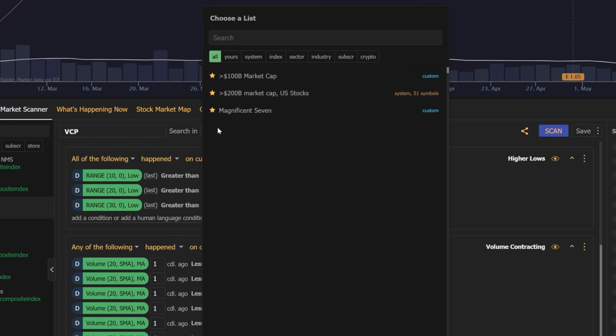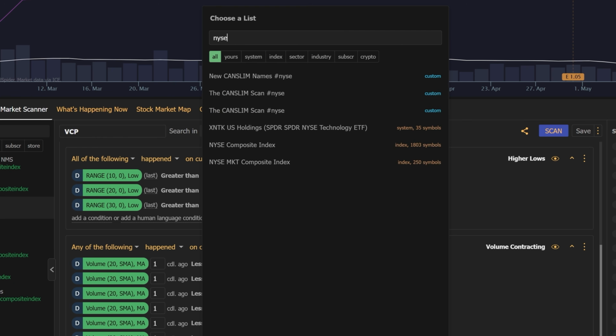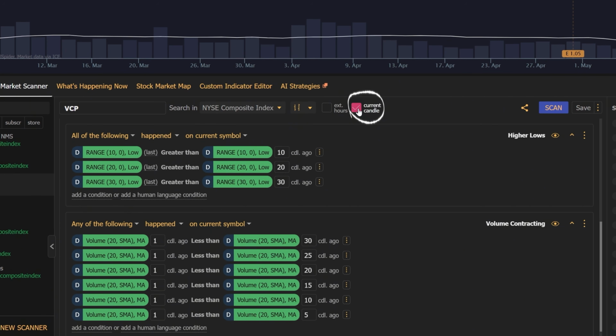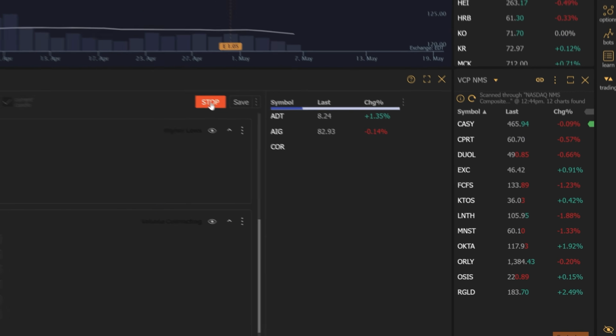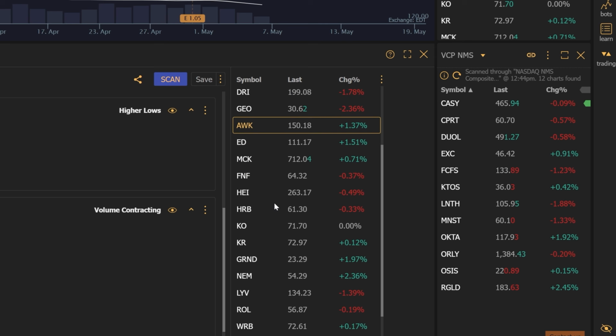Now let's just set it to search a large index like the NYSE Composite, check the current candle box so that I can find results appearing in real time throughout the day, and click Save. And when you run the scan, you're going to get a list of results showing VCP setups in real time.